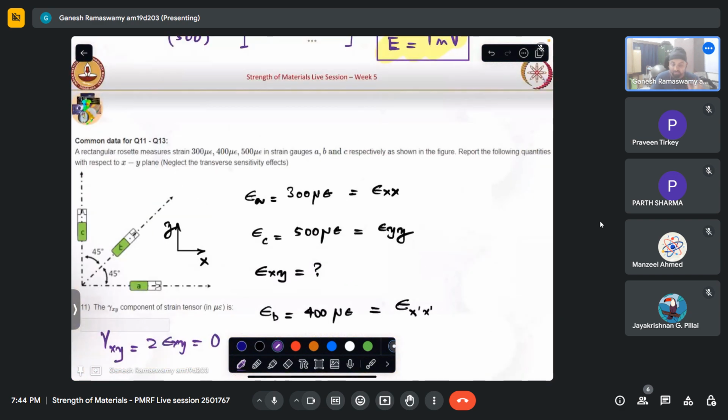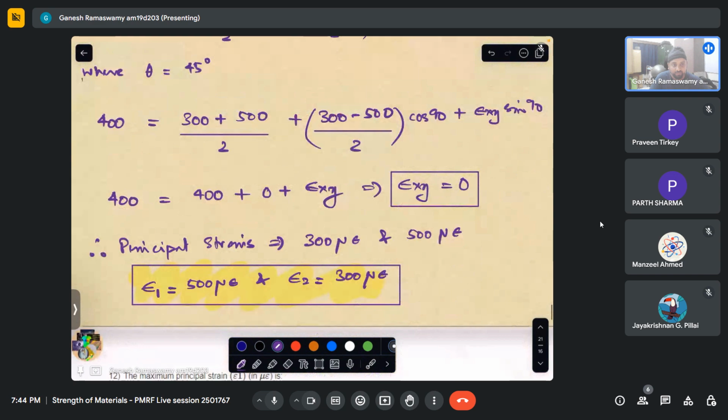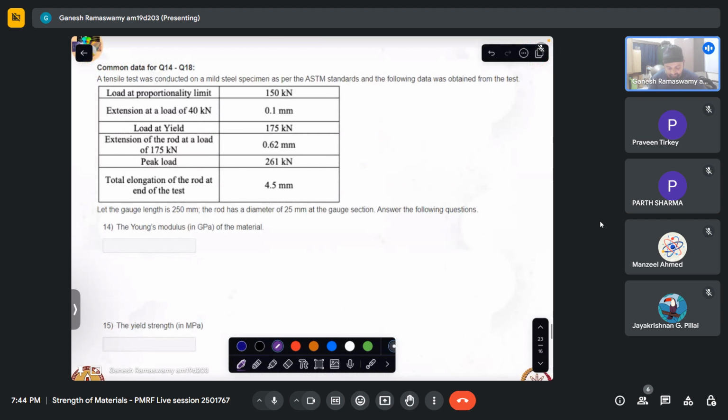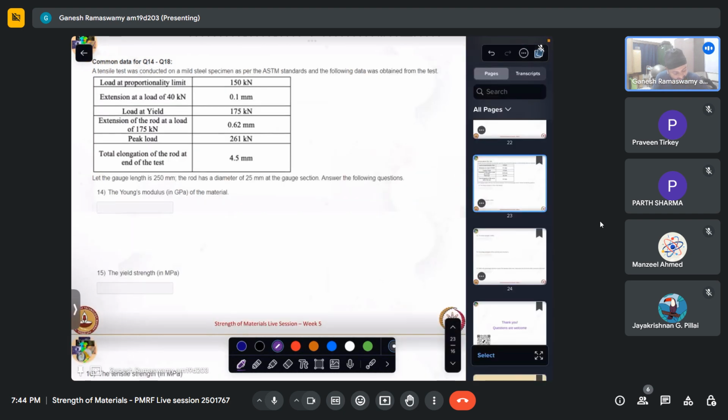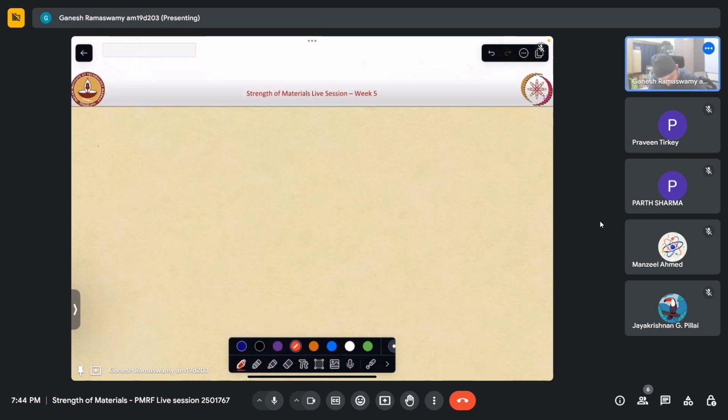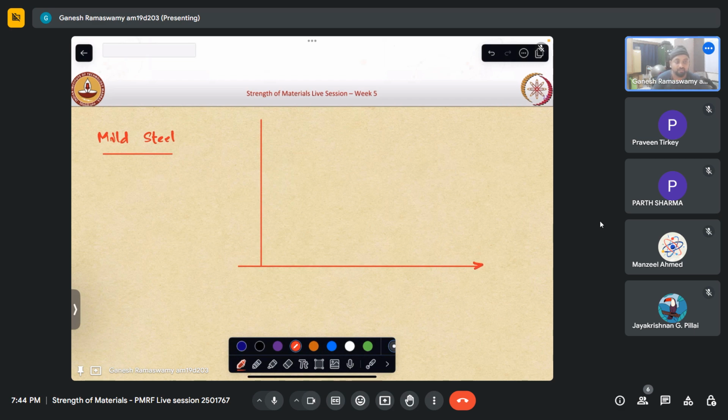Let us look at this question also. A tensile test was conducted on a mild steel specimen. So we have been given that it is a mild steel specimen. What do we know about mild steel? We know that it has a clear yield point defined, whereas high strength steels don't have that, which is why we go for that 0.2% offset strain, proof strain and so on.